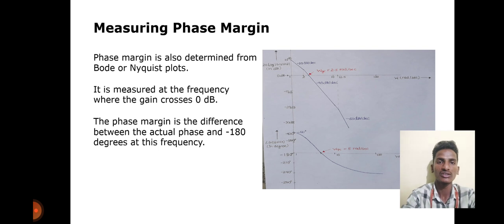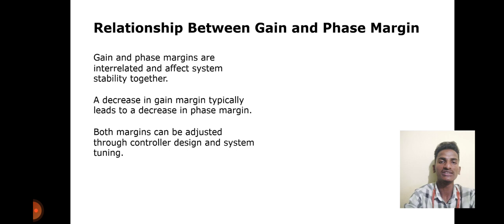Measuring phase margin. Phase margin is also determined from Bode and Nyquist plots. It is measured at the frequency where the gain crosses 0 dB. The phase margin is the difference between the actual phase and 180 degrees at this frequency.